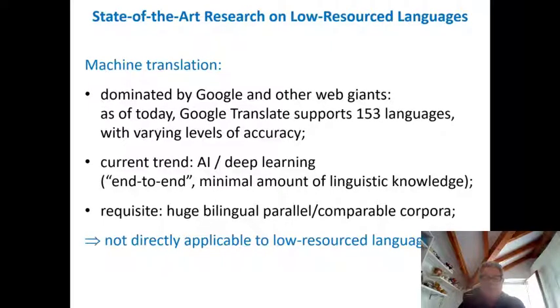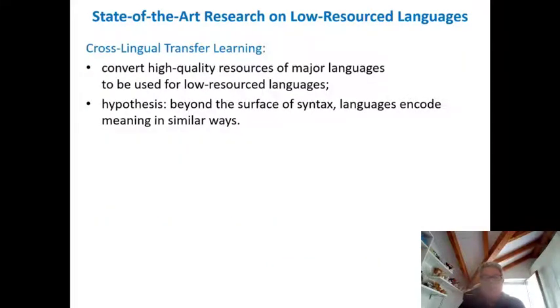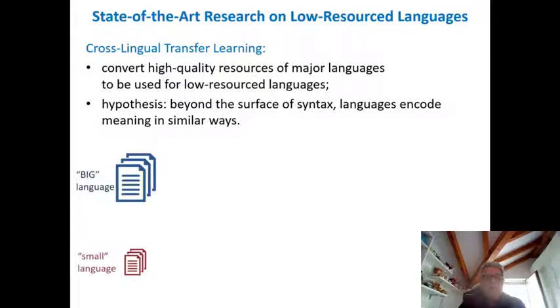We have low resources. And, okay, so people said, okay, but then how can we do? And this started a new line of research, which people call cross-lingual transfer learning. So the idea is, let me give an example from a European language I know better. If I have a lot of data, for instance, in French, and I don't have a lot of data for Italian, then I can use the French to help translate the Italian based on the similarity or the unity of the two languages.